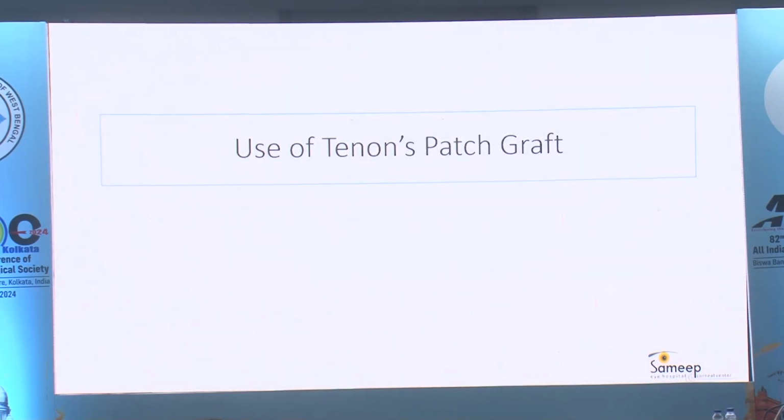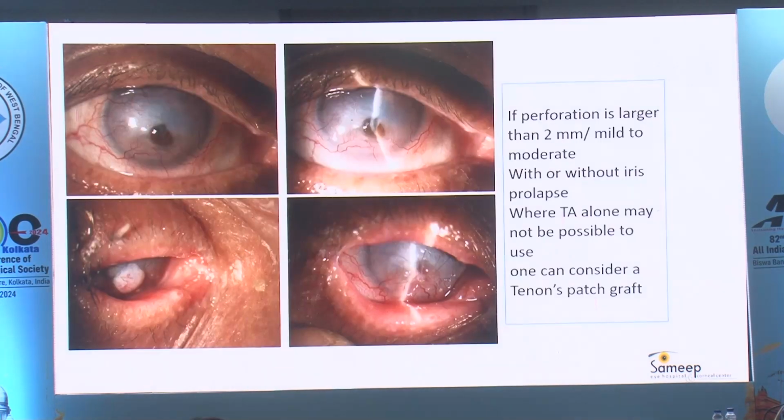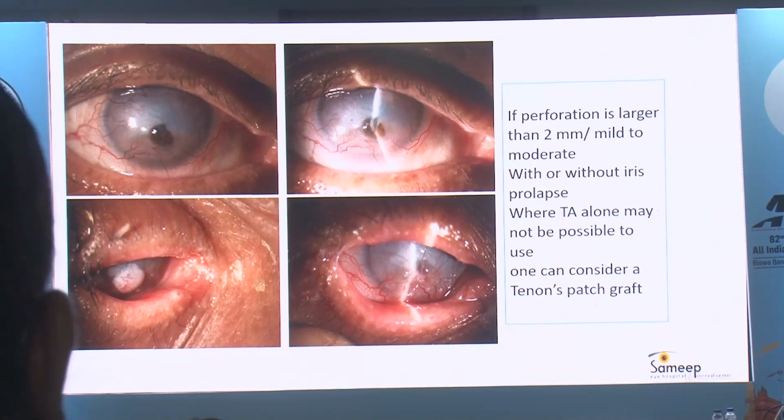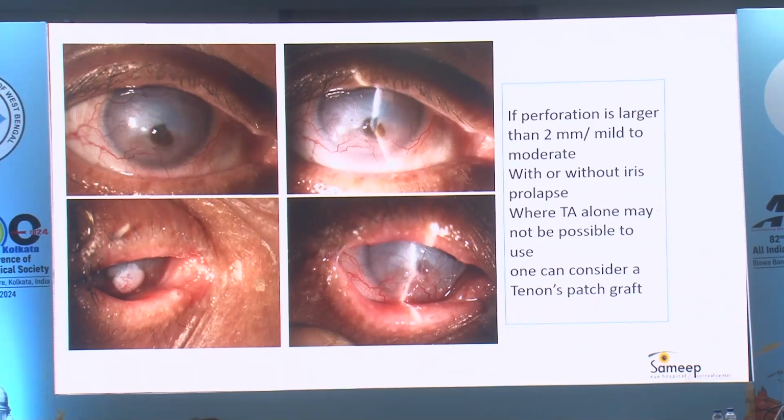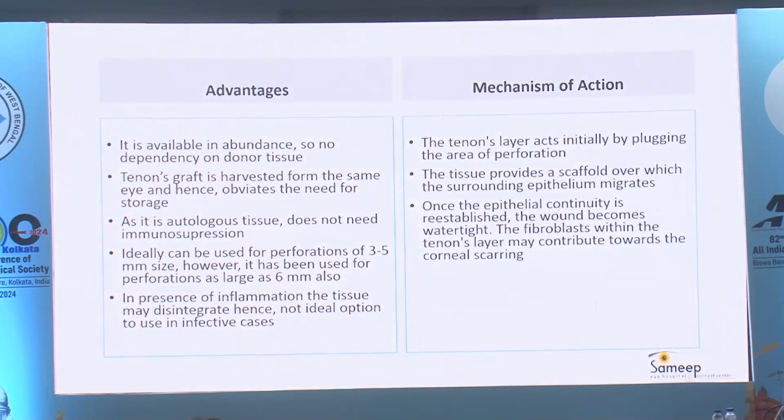We'll come to the next surgical procedure, that is the use of tenons patch graft. Where do we use it? If the perforation size is larger than 2 mm, where you cannot use a tissue adhesive, and if it is a mild to moderate perforation, either with or without an iris prolapse, one can definitely consider using a tenons patch graft. People were earlier using even conjunctival graft, Gunderson flap, and many other options were there, but tenons works very well. So what are the advantages?